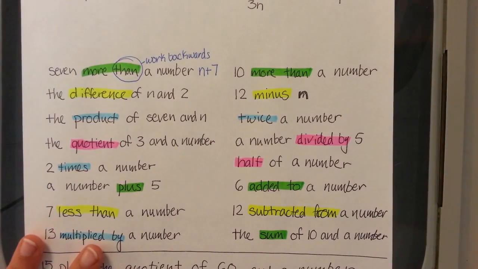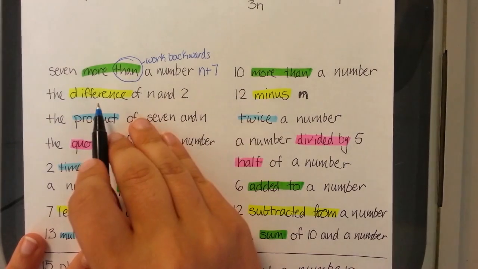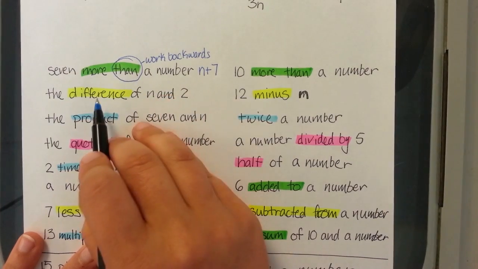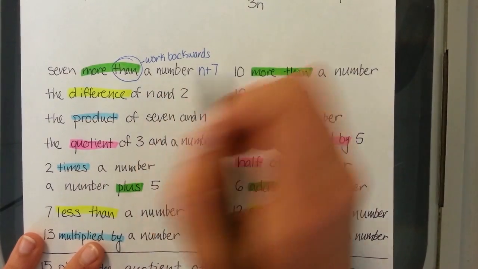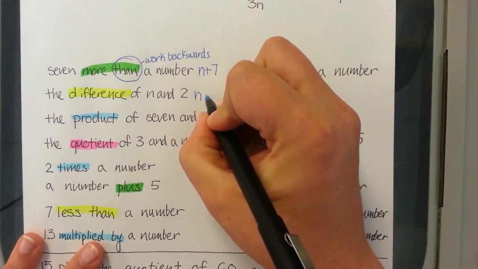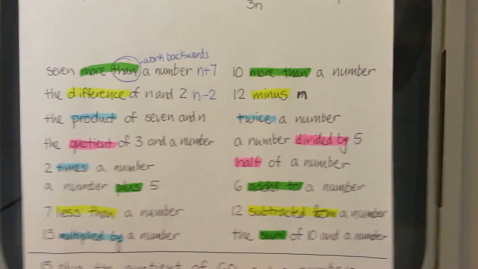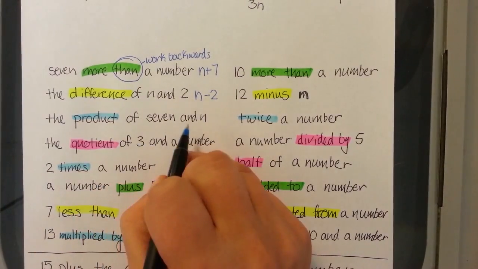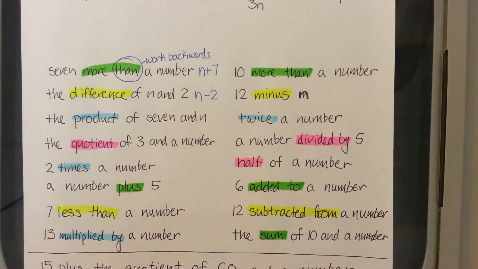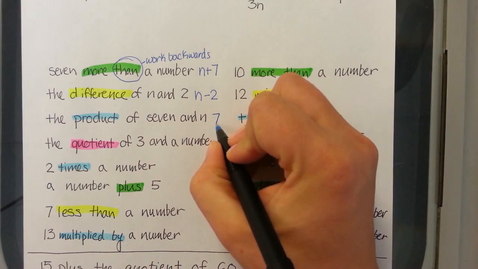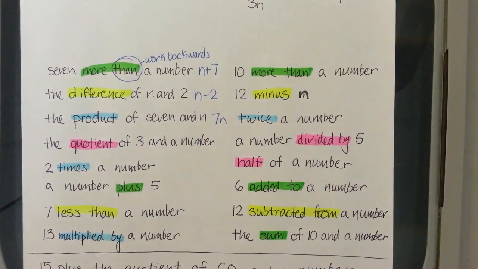Next, we're going to do the difference of N and 2. Well, difference is a subtraction problem, and this is not one of those than words, so we're going to do it in order. So this will be N minus 2. The next one, the product of 7 and N. Product is a multiplication. Remember, there are lots of ways we can write this, but we're going to write it with them next to each other. So 7 times N, we can just write 7N.